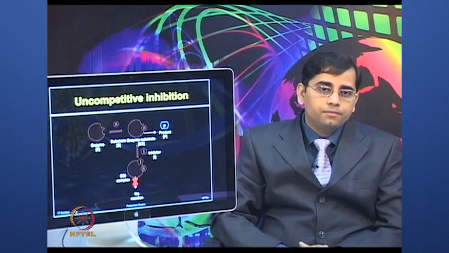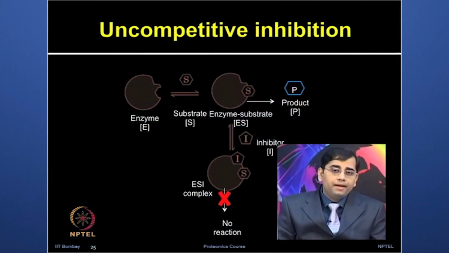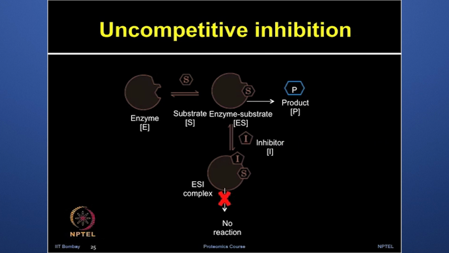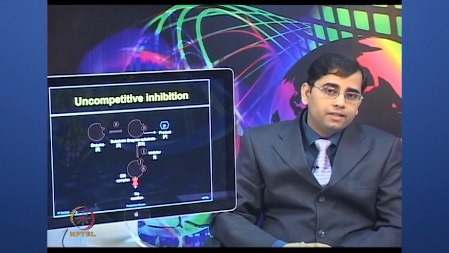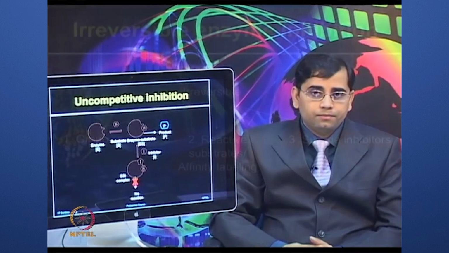Uncompetitive inhibition. Inhibitor and substrate bind at different sites. Enzyme substrate inhibitor complex is formed. So, by increasing the substrate concentration, inhibition cannot be overcome, which was the case in the previous one of competitive inhibition. The reaction rate increases more slowly at lower substrate concentration as compared to the competitive.